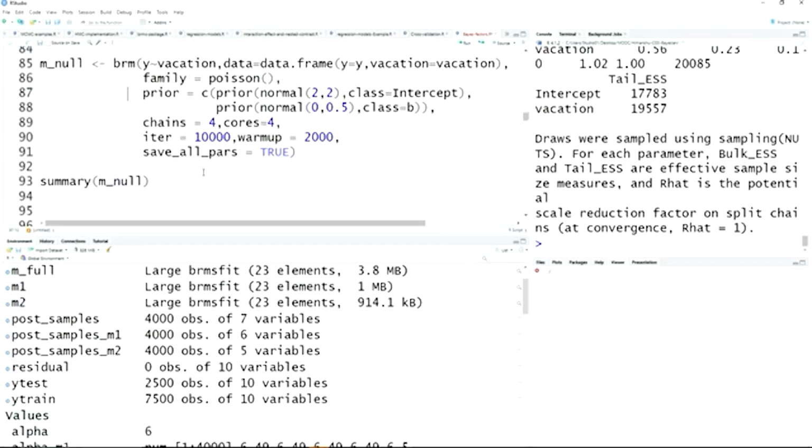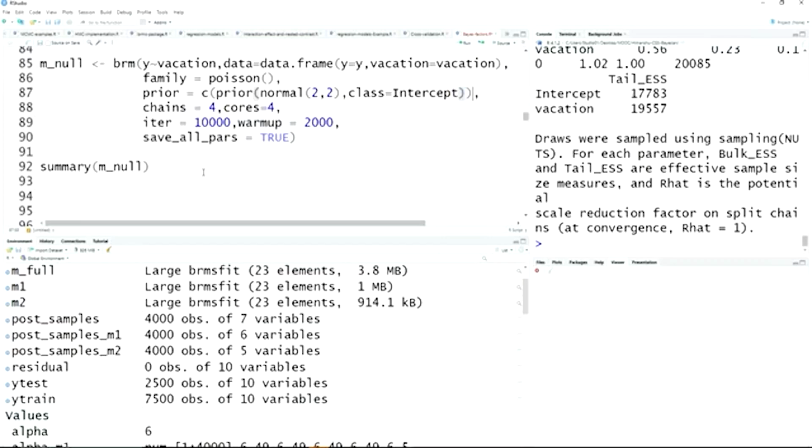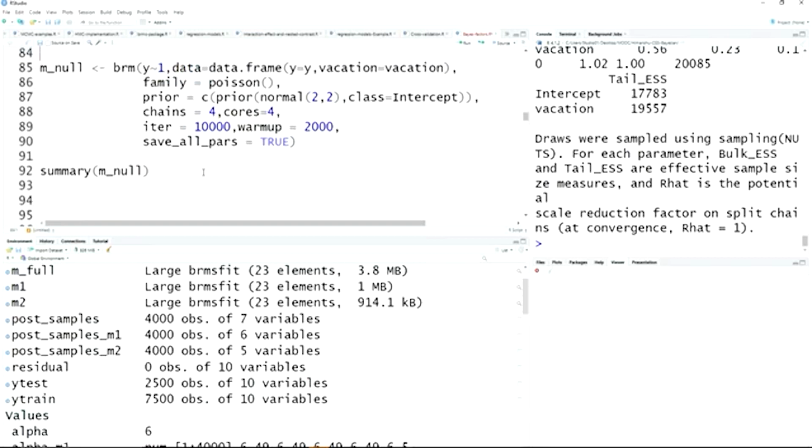We will do the same thing. What will change? We will remove the prior on beta because now beta is assumed to be 0, and we will remove the effect of vacation from the formula. So y comes from a Poisson distribution where lambda depends only on alpha.